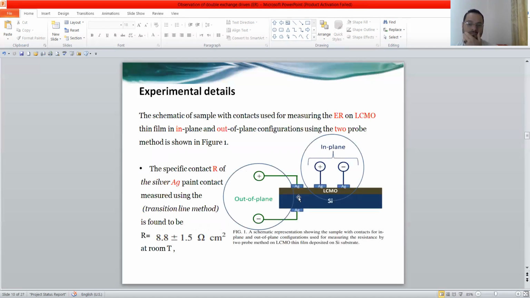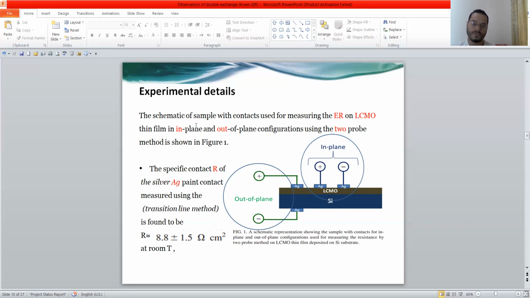Here, we keep going to deeper information. This image illustrates to us both of these methods: in-plane with positive and negative terminals, and at the same time out-of-plane. And here is our structure, below the silicon, here the silver for all of these terminals.